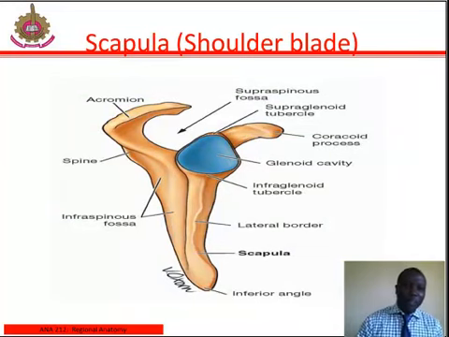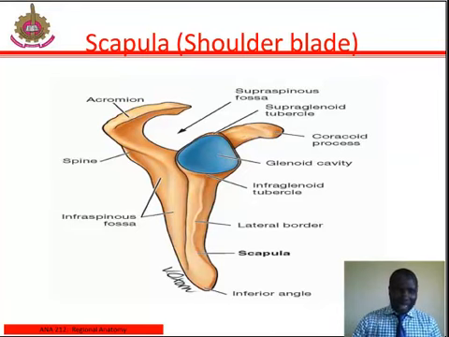Scapula. The scapula is also called the shoulder blade. It's a triangular flat bone that lies on the posterior lateral aspect of the thorax, overlying the 2nd through 7th ribs. Each scapula is a triangular bone, and the 3 edges are known as the superior border, the lateral border, and the medial border.